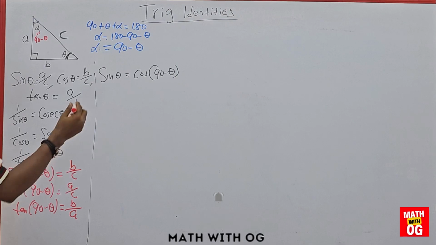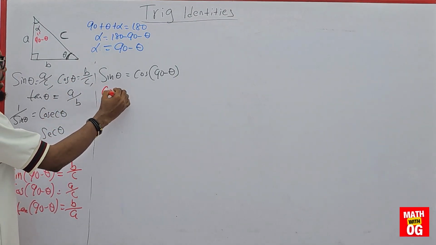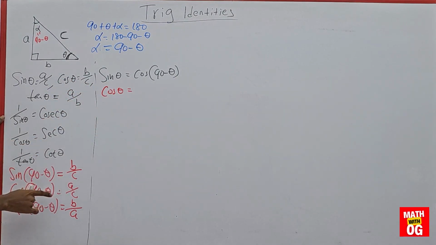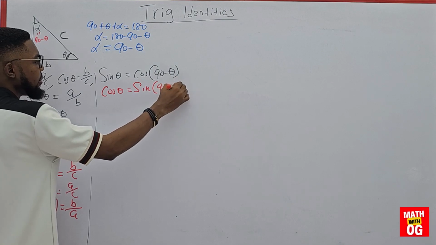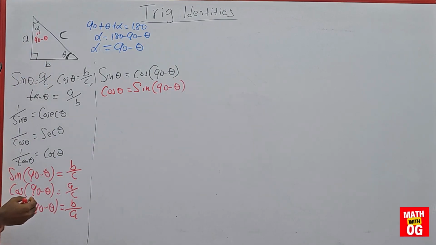Now let's move on to cos theta. Cos theta is B over C. And where do I have B over C here? This is B over C. Cos theta is equal to sine 90 minus theta. So those are some of the trig identities that I should take note of.